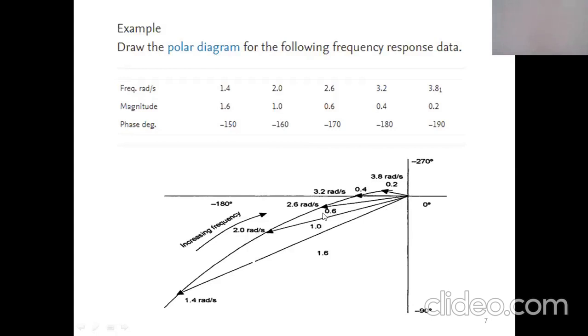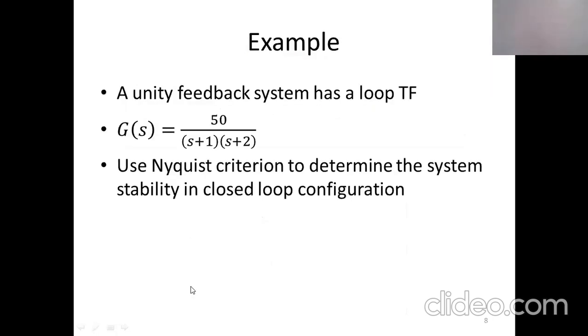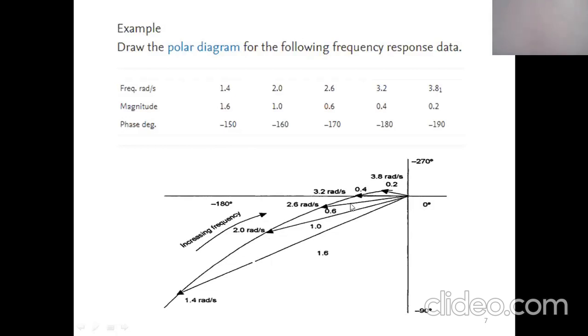Then if the phase angle goes to -170, the magnitude is 0.6. If it goes to -180, we have already done a change of 180 degrees. There, the magnitude, as you can check on this arrow, is something like 0.4, and at -190 we get 0.2. If you join these points, you can check the direction. As you can see from this table, as the frequency is increasing, the angular frequency is also increasing. Once you join these points and indicate the direction, you have a polar plot.